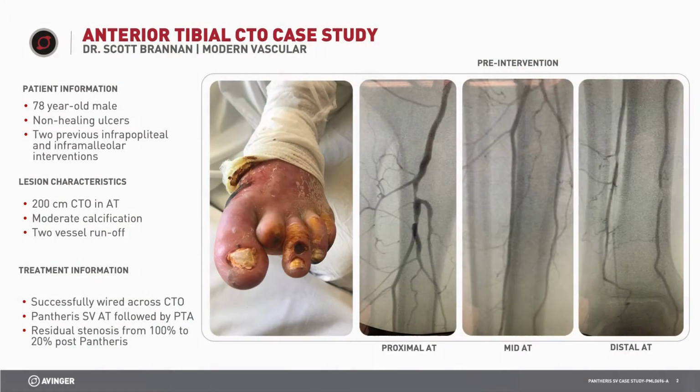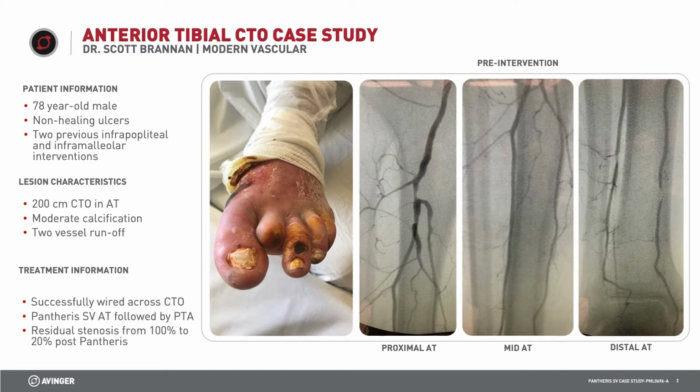Case number one is a 78-year-old male who presented with, as you can see from the pictures, a previous second-digit amputation and dry gangrene on the dorsum of the second and third digits. He'd had two previous interventions below the knee. He'd reoccluded and his wounds were getting worse. So we brought him in to perform an angiogram.